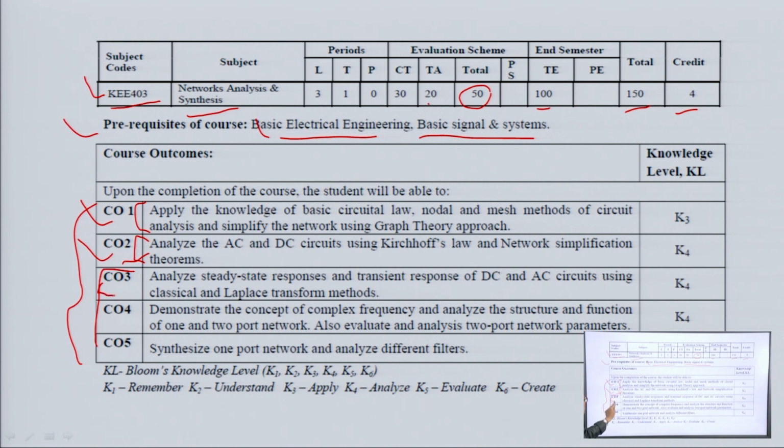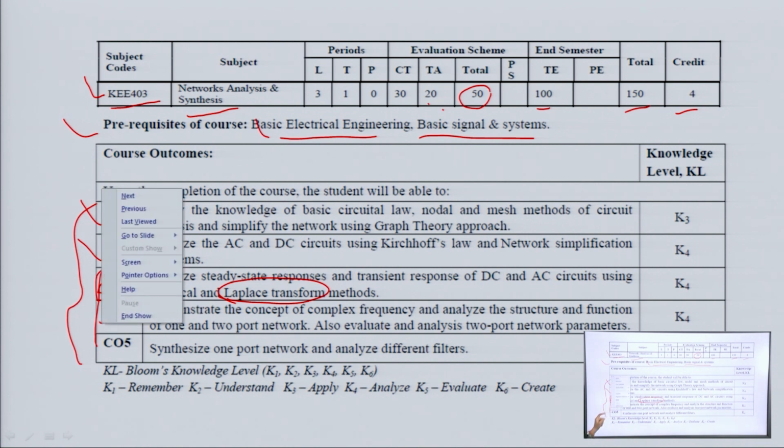The third unit, which is going to contribute to your course outcome 3, is to analyze the steady state response and the transient response of DC and AC circuits using the classical and the Laplace transform methods. Here the basic signals and systems course is required, in which you have already covered the Laplace transform. So basically it is the steady state response and the transient response for your AC and DC networks.